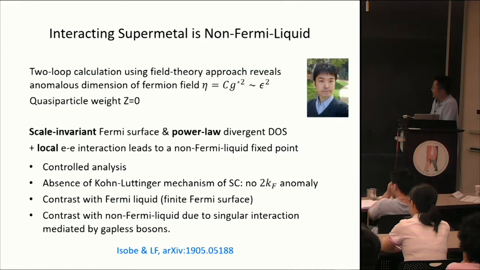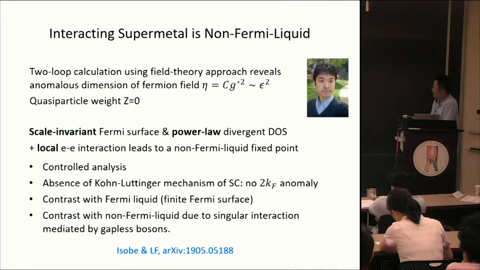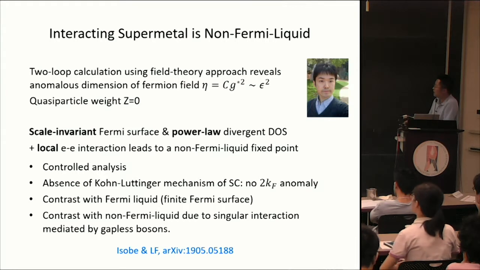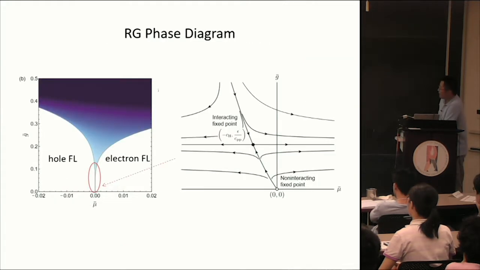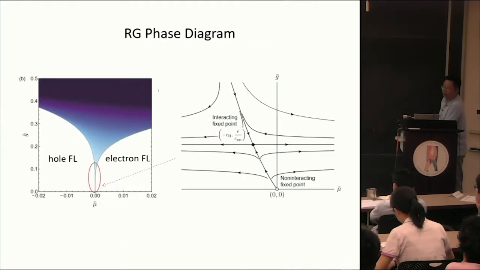And also, other approaches to non-Fermi liquid require some singular interactions, like, for example, those mediated by gapless bosonic excitations, et cetera. While here, we're really starting from a fermion system with just local interactions. It's not because interactions are particularly singular, but because the density of states is singular that leads to this non-Fermi liquid state. So now we can put everything together to look at the whole phase diagram.